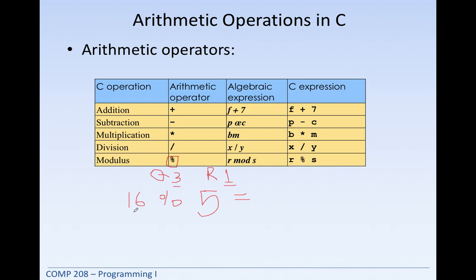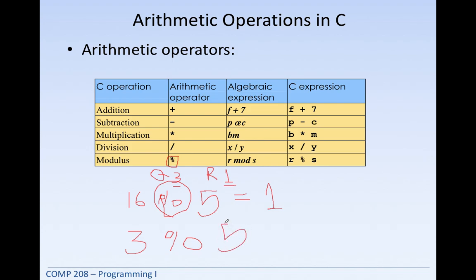So 16 modulus 5 is then equal to 1. Modulus is the remainder after division. This is the modulus operator, the remainder after division. A trick, which is the following. Let's say 3 modulus 5. I have to get a pen for this because I'm using my finger and it's not working very well.